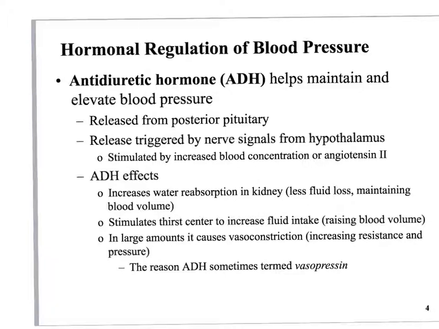ADH is going to do the same thing. ADH is released from the posterior pituitary, so it's a hormone. The release of this is triggered by nerve signals from the hypothalamus. So the hypothalamus is stimulated by an increased blood concentration, overall, or angiotensin 2. Renin-angiotensin, right? We go from angiotensinogen to angiotensin 1 to angiotensin 2, and angiotensin 2 can also stimulate the release of ADH. So these two things are going to work together.